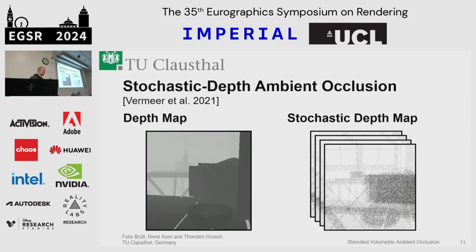One way to resolve this was presented 3 years ago with stochastic depth ambient occlusion. The idea is that in addition to the normal depth map, which we use to calculate the ambient occlusion, we also create something called a stochastic depth map. It is pretty similar to a depth map. This also stores per pixel depths, but as opposed to a normal depth map, it does not store the next depth value. It stores a random depth value of a random depth layer. And since one random value is usually not very reliable, it stores, in this case, up to 4 random depth values per pixel. So we have some values to work with.